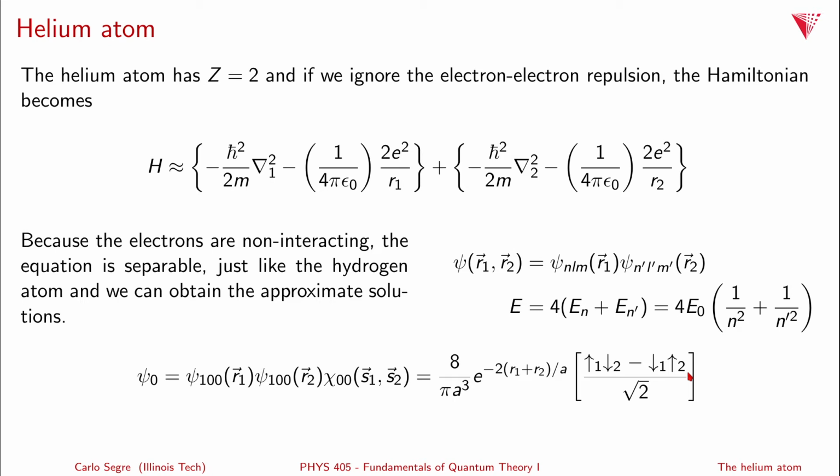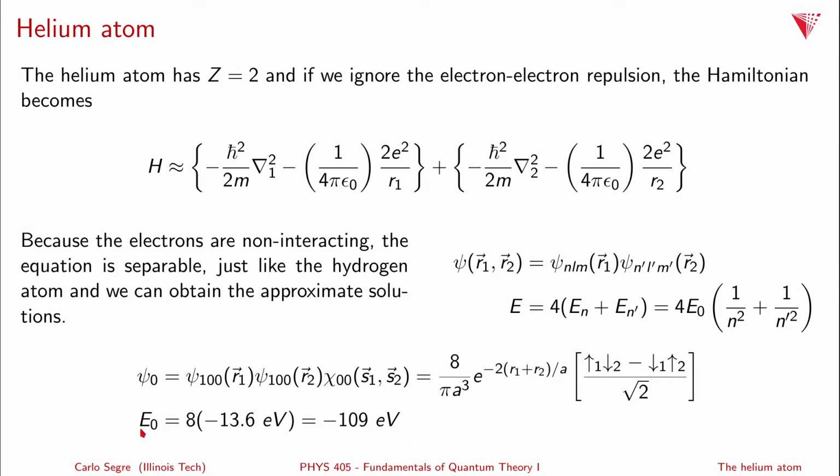And that's important. If you have a symmetric spatial function and you want an anti-symmetric function overall, you have to make an anti-symmetric spin function. Conversely, if you have an anti-symmetric spatial function, you can use a symmetric spin function and get the total wave function to be anti-symmetric.